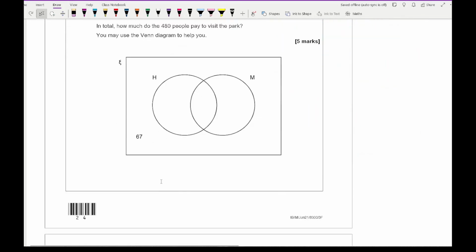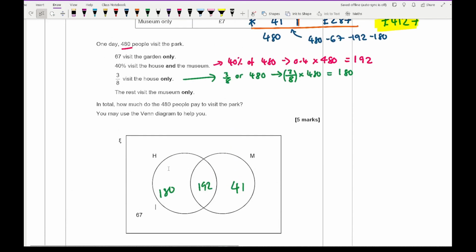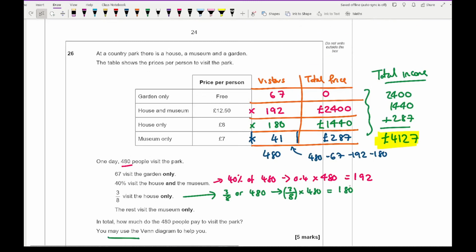Now, if you did complete the Venn diagram, then the correct values should be 41 there, 192 in the middle, and 180 in the house only. So that would be there, but it doesn't say you have to use it. It says you may use a Venn diagram. So if you've managed to work it out using the table, then that would be absolutely fine as well for the 5 marks.